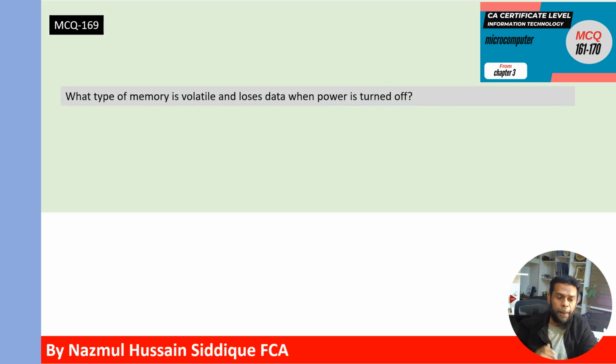Next question. What type of memory is volatile and loses data when power is turned off? Option A, ROM, read-only memory. Option B, RAM, random access memory. Option C, hard disk. Option D, SSD.